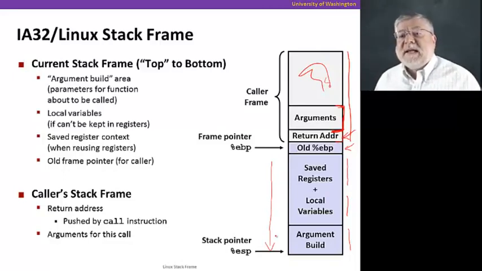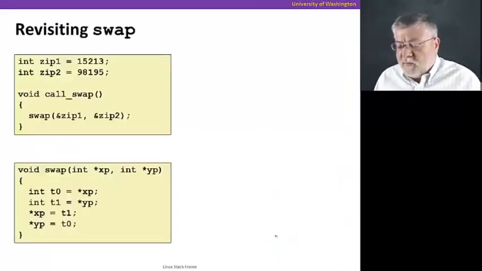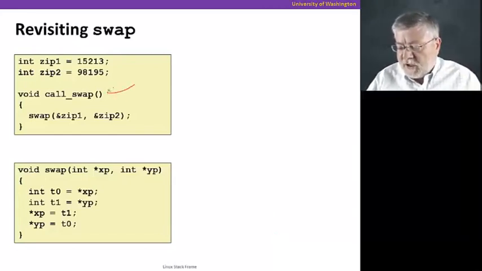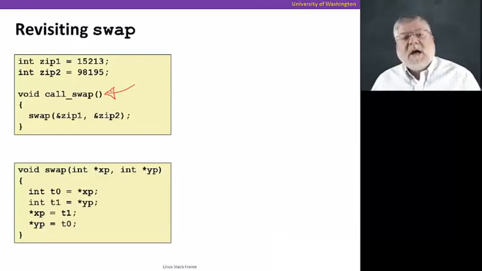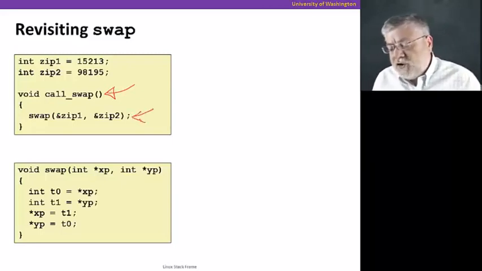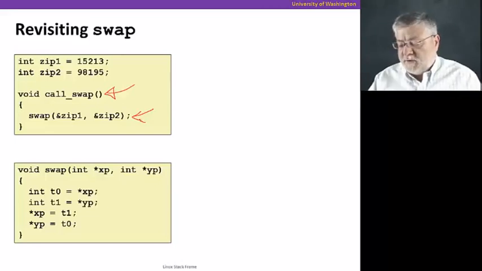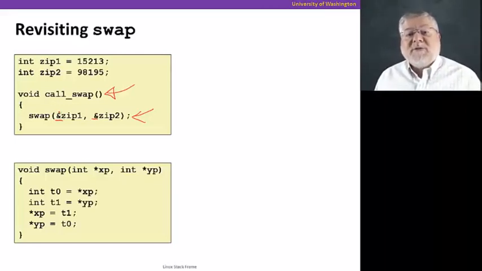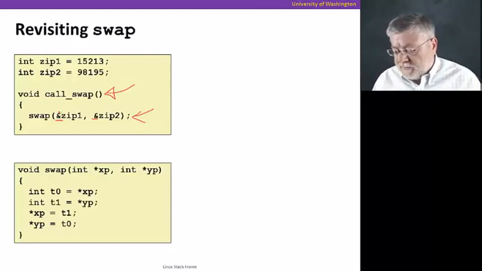Let's see this in the context of an example. Here we're going to go back to that swap procedure that we had, but do it a little bit differently this time. Here we have a function called call swap, which doesn't do very much. All it does is call another procedure called swap, with two arguments, two addresses, you'll notice. Two addresses there for the two variables whose values we want to swap: the address of zip1, the address of zip2.